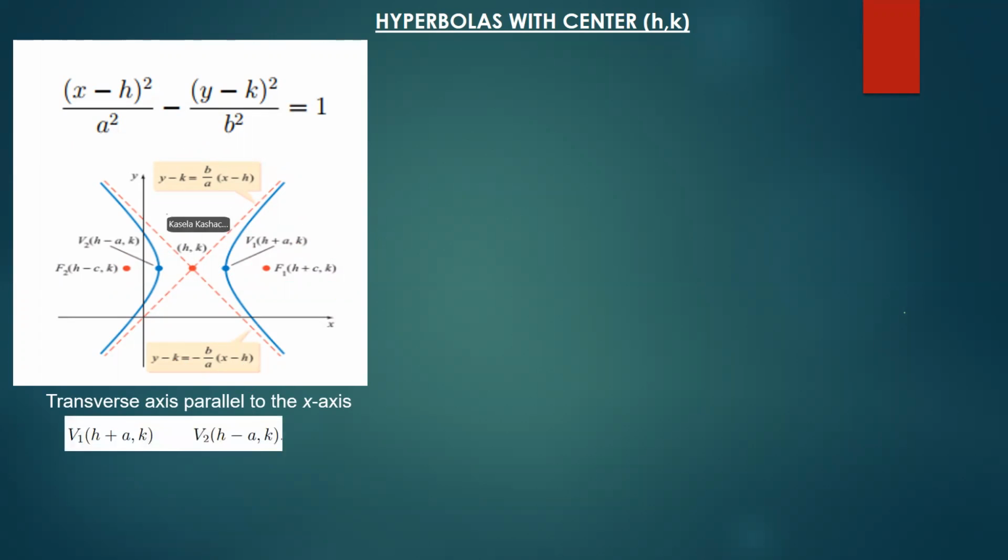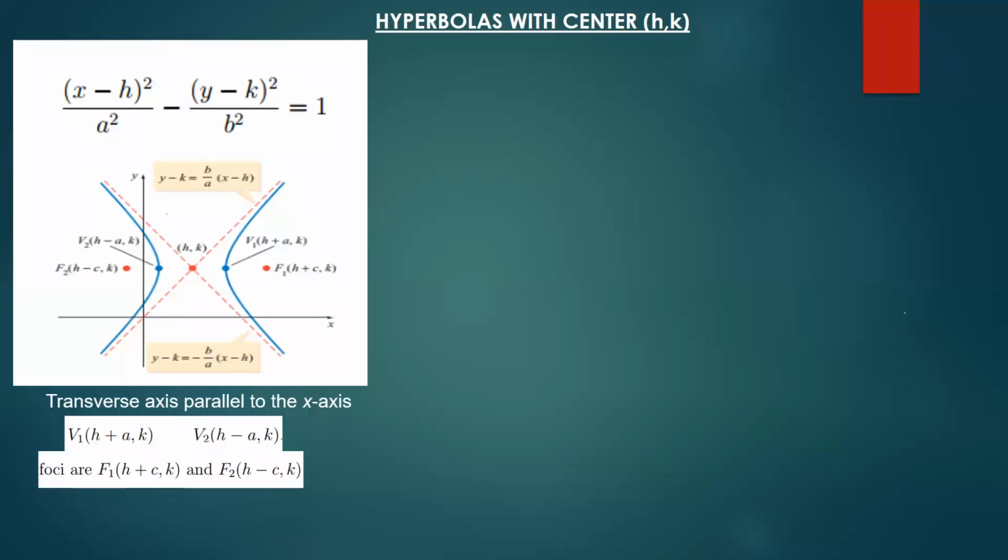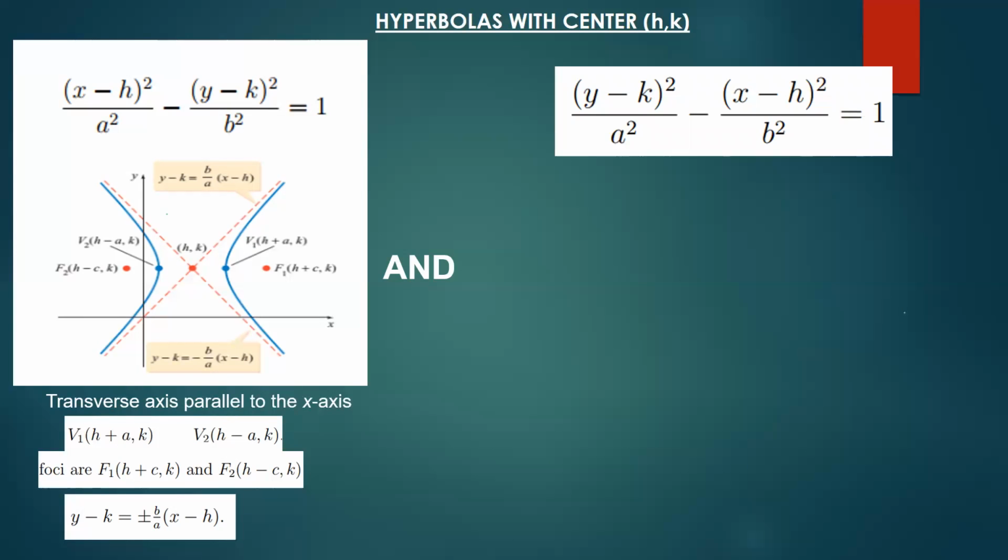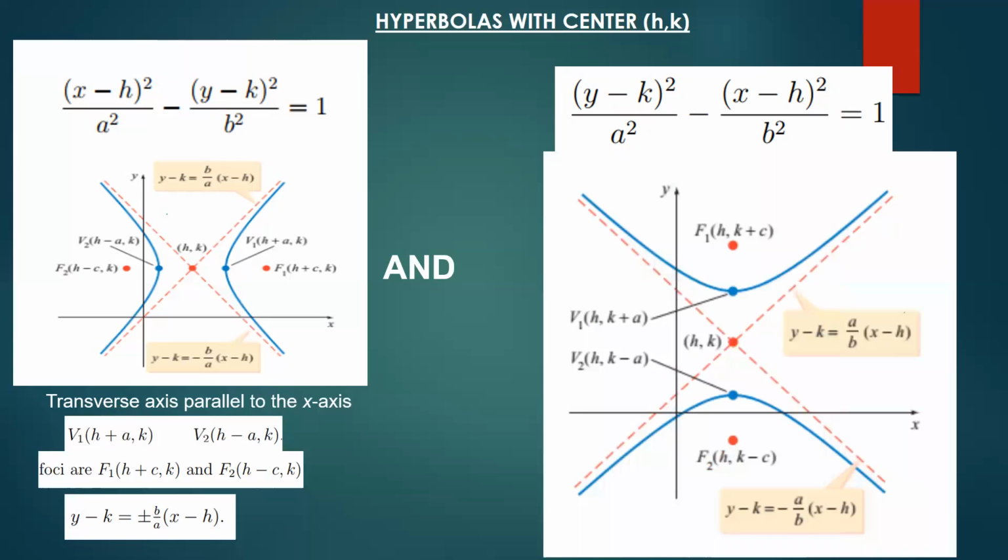So in this case, the transverse axis is parallel to the x-axis. To find the focus, you say h, meaning the x-coordinate, plus the value of c, comma k, then the h-coordinate minus the value of c, comma k. Okay, I'm rushing because I want us to do at least one example before we end the meeting. So we have that equation there for the asymptote when the transverse axis is parallel to the x-axis. Then you have this equation when the transverse axis is parallel to the y-axis.